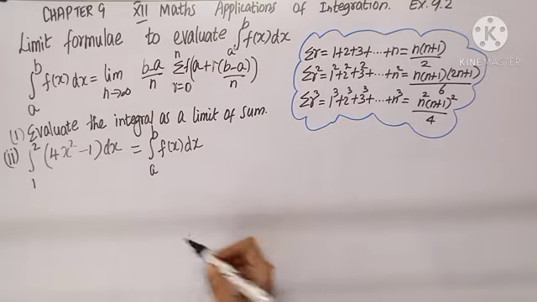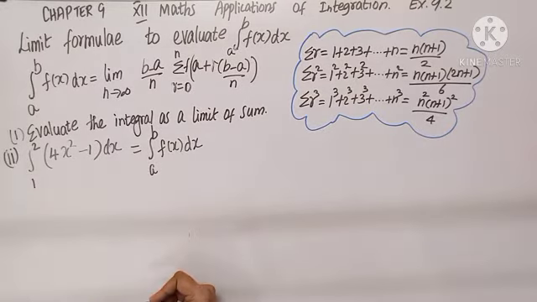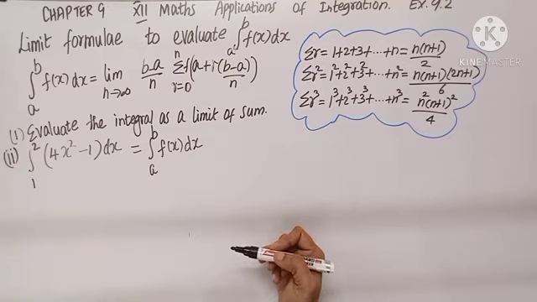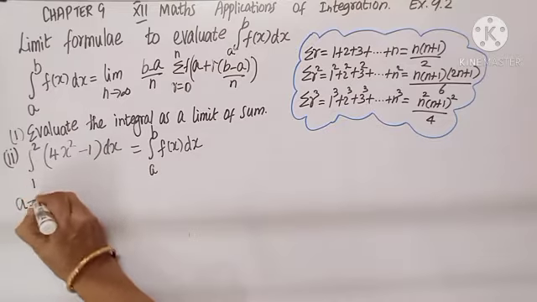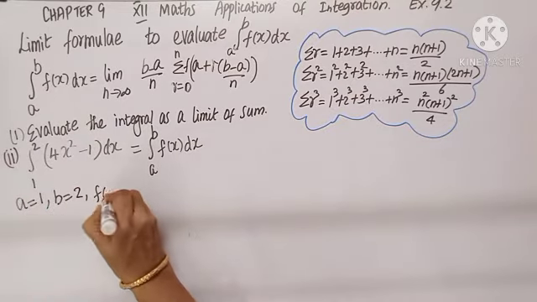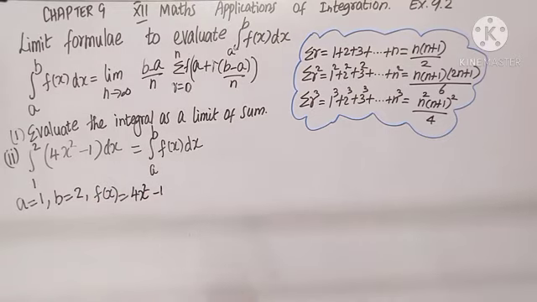Question number 2. Integral 1 to 2 of 4x squared minus 1 dx. Compare it with integral a to b f of x dx. Let us write. What is the a value? 1. The b value, the upper limit, is 2. What is f of x? Given, 4x squared minus 1.